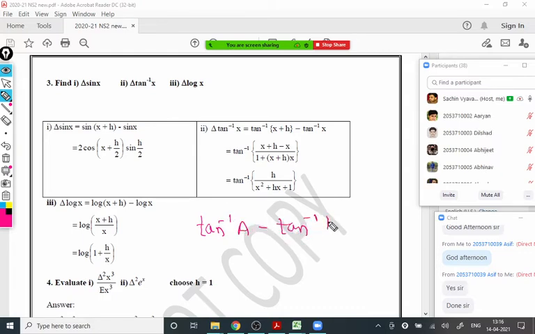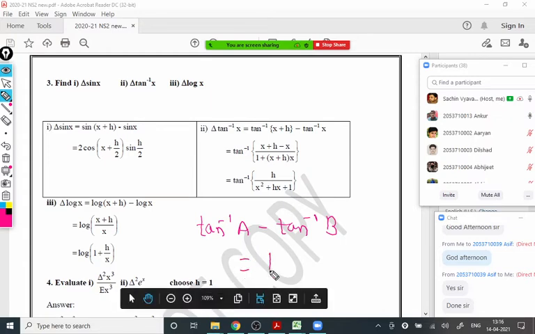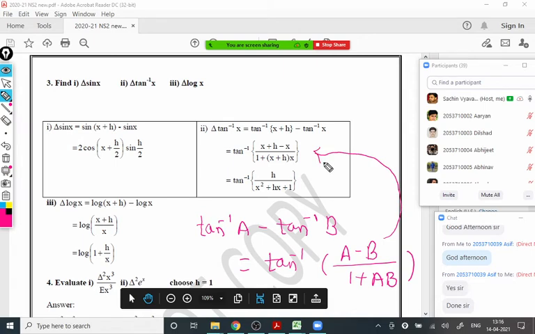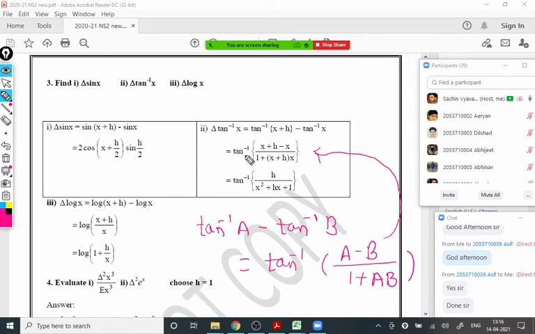And what is that formula? Tan inverse of (A minus B) by (1 plus AB). Very good. This is the formula used to write the second step: tan inverse A minus tan inverse B is tan inverse of (A minus B) upon (1 plus AB), and that is simplified, and you get that answer. So that is the second question.